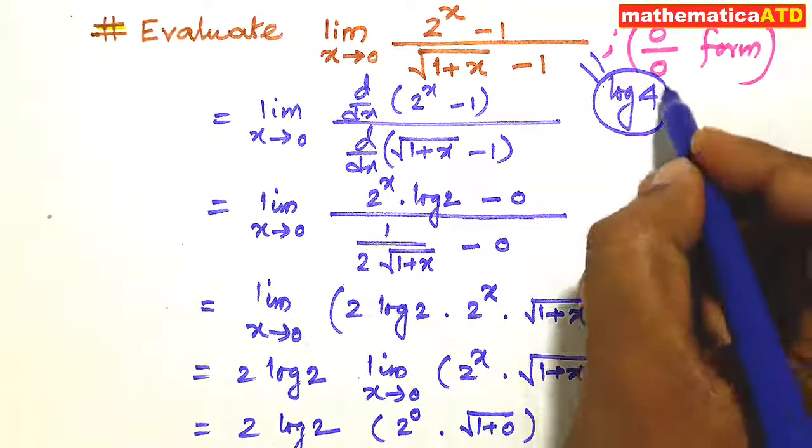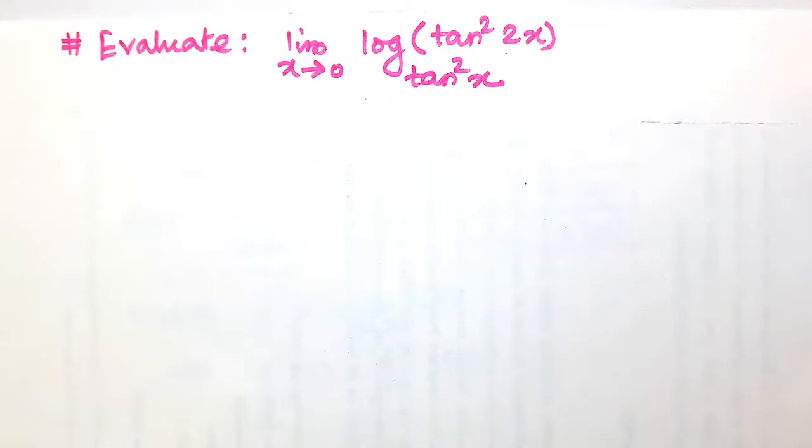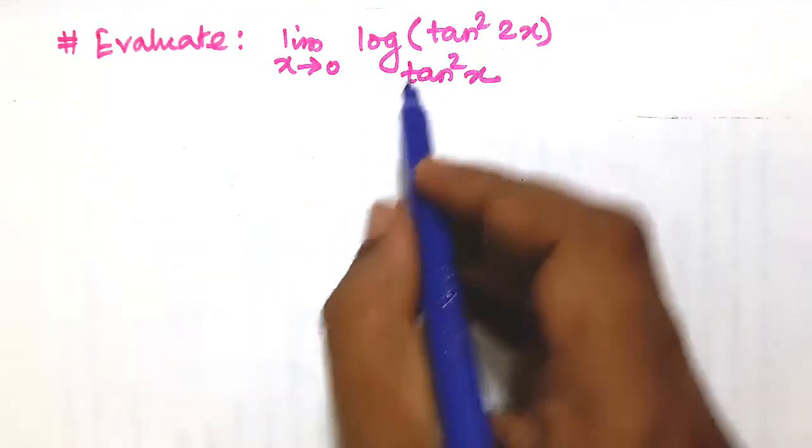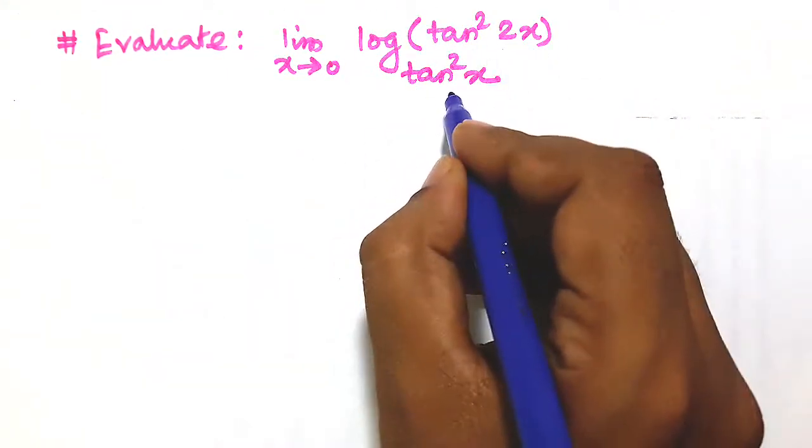Now we shall see the next example. Our next example is: evaluate limit x tends to 0 of log of 10 square 2x base 10 square x.